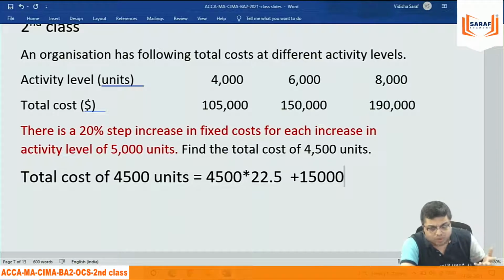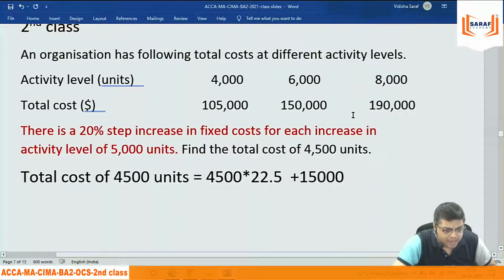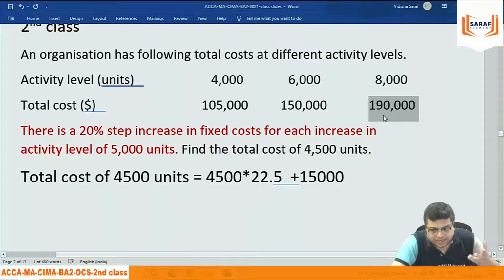I would calculate the variable cost per unit 22.5 multiplied by 4,500 units to give total variable cost, plus fixed cost 15,000. Then the answer would be correct if I remove the red line. At the same time, I need to make this 195. After removing this red sentence, and this needs to be correct because it is 180 plus 15, 195, then I can say this. But in this question, I cannot say this.